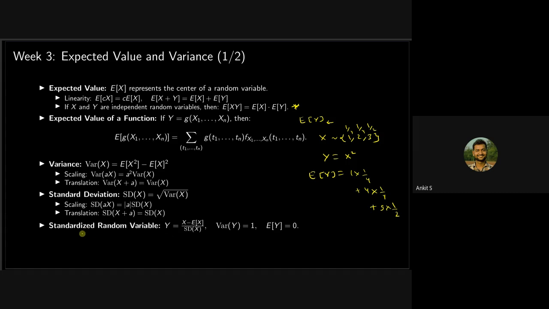So these are very simple things. Then we discussed standardized random variables. You have a random variable, you subtract its mean and divide by the standard deviation. It becomes a new random variable which has variance 1 and expected value 0. So this was all about week 3.